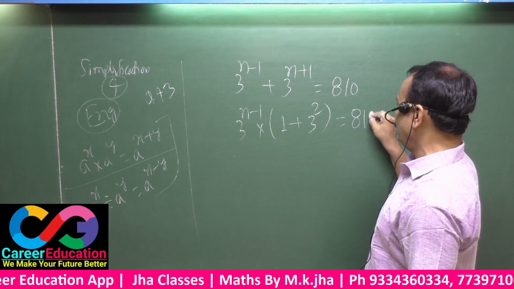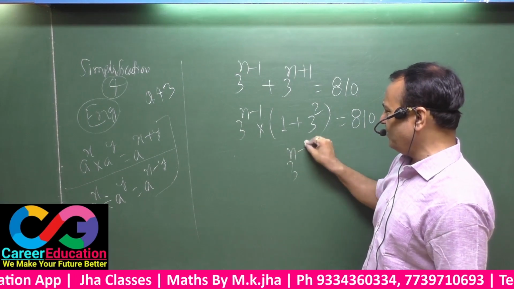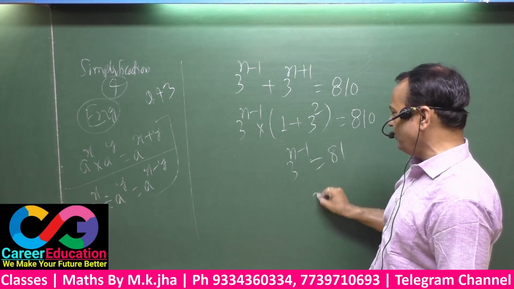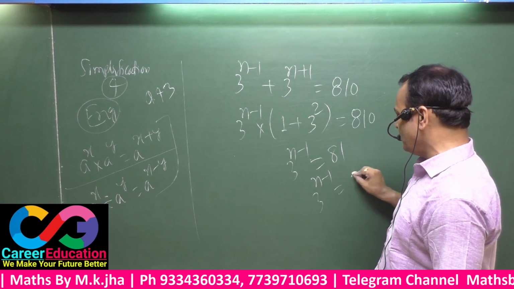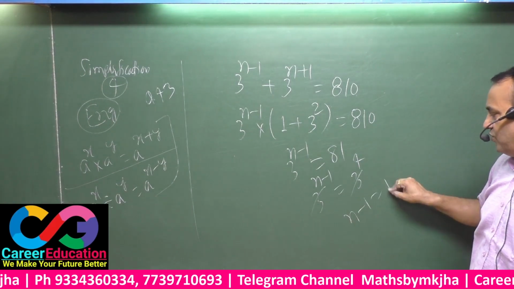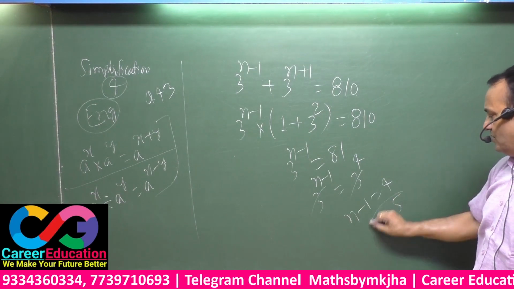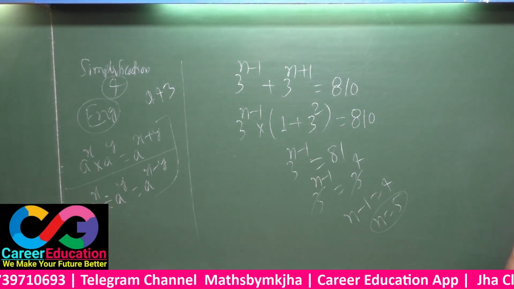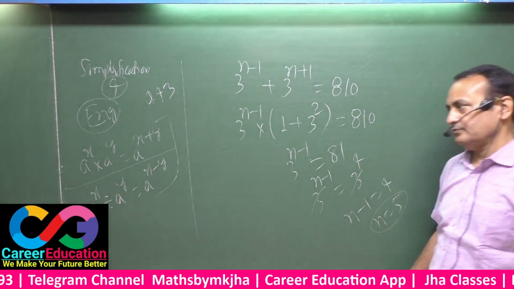This is 810. Now 3 power n minus 1 equals, this is 10, 0 will be cancelled, only 81 will remain. 3 power n minus 1 equals 3 power 4, the base will be cancelled here, n minus 1 equals 4, n equals 5. Note down, 5 must be the right answer of this question.